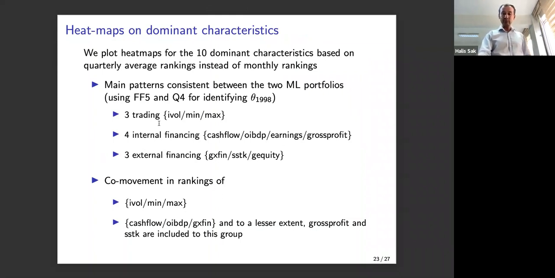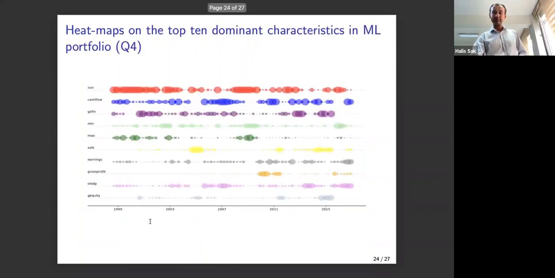And if you look at the heat maps, you will observe that there are 3 trading characteristics that are important: 4 internal financing and 3 external financing. Okay. And we also observe a cone movement in the ranking of idiosyncratic volatility, mean, and max. This is, by the way, arbitrage constraint related factors, right? These trading factors. And what about cash flow? By the way, this is simply operating income before tax and depreciation, and this is external financing. And we will also observe that they are moving together. Okay, so they are becoming important at around the same time, and they are becoming less important around the same time. Okay, so. And how do we explain this?